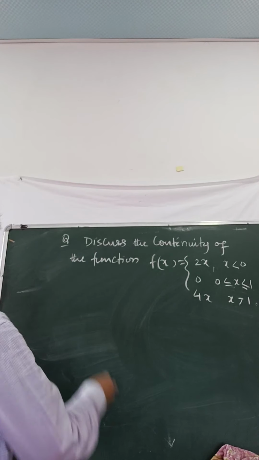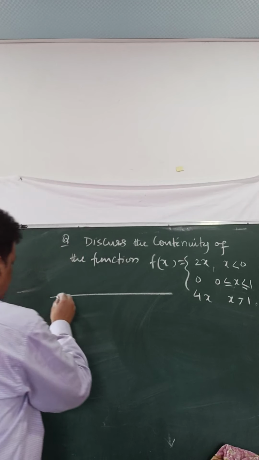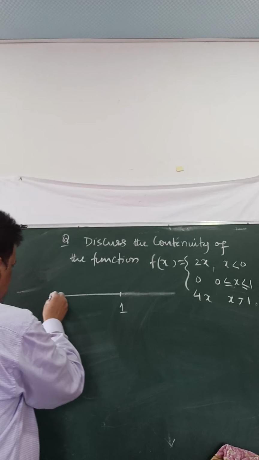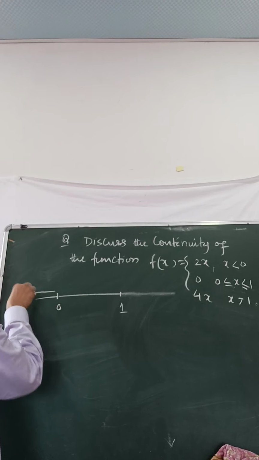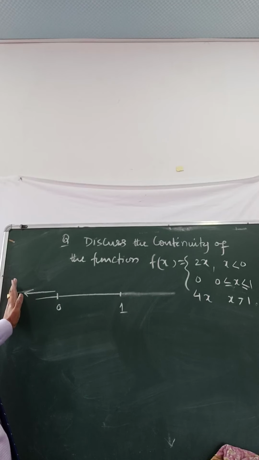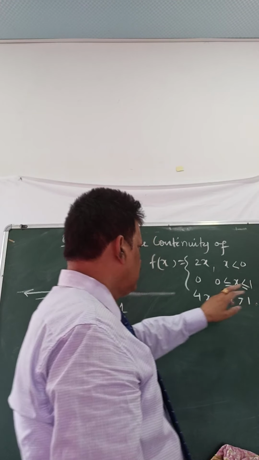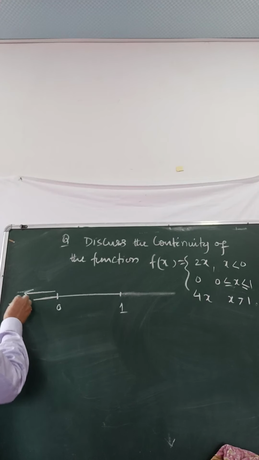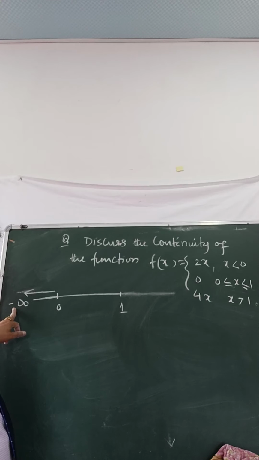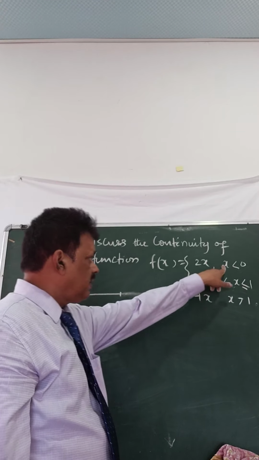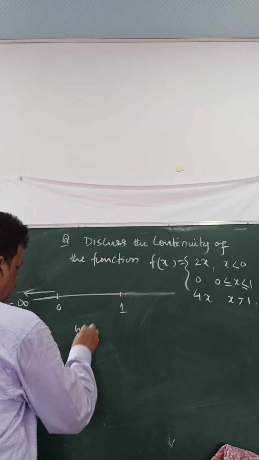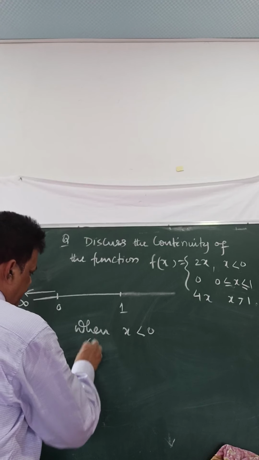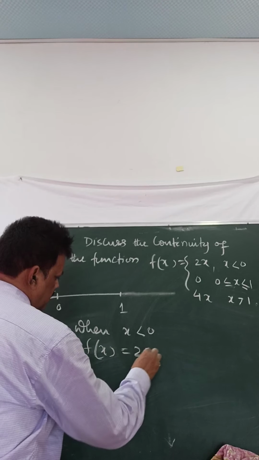Okay, look here, you can understand there is a point 0 and a point 1. So when you talk about less than 0, you go this side. In this side, is the graph continuous or not? That will be your interval. Less than 0 means up to minus infinity. So when x is less than 0, your f(x) equals 2x.